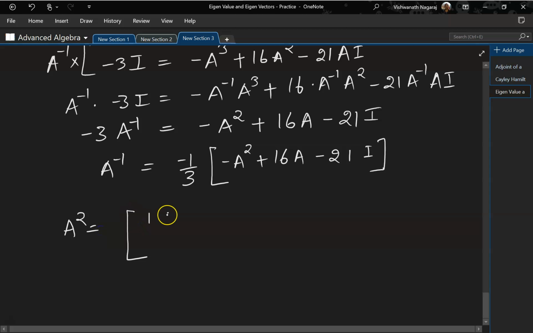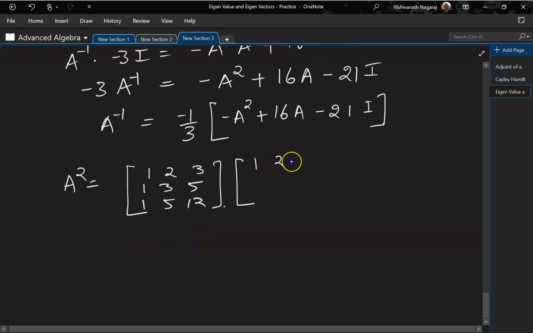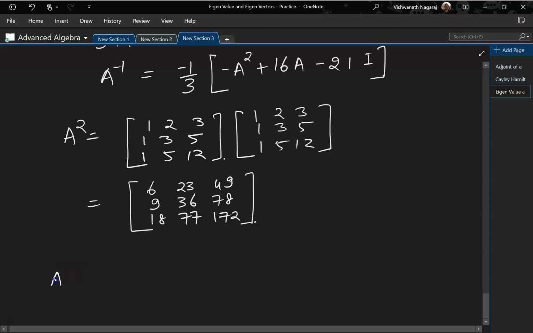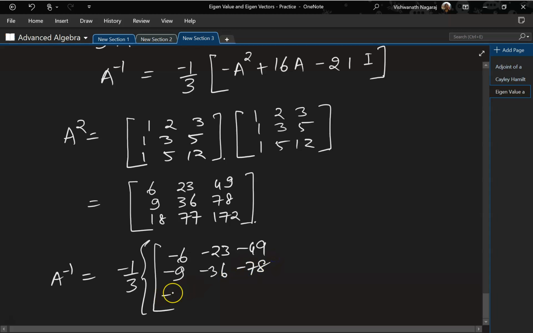So A square is equal to 1, 2, 3, 1, 3, 5, 1, 5, 12 times 1, 2, 3, 1, 3, 5 and 1, 5, 12, which is equal to, if we do the multiplication, 6, 23, 49, 9, 36, 78, 18, 77, 170. Now let's substitute this into the equation. So A inverse is equal to minus 1 by 3 times, and let's put it in a bigger bracket, A square, so we get minus 6 minus 23 minus 49 minus 9 minus 36 minus 78 minus 18 minus 77 minus 170.